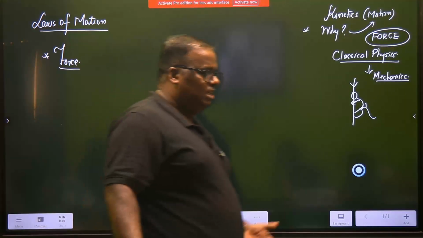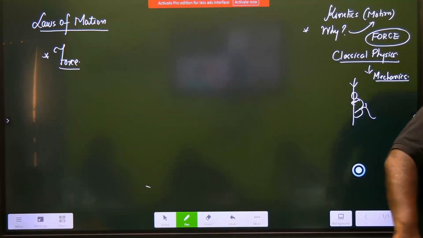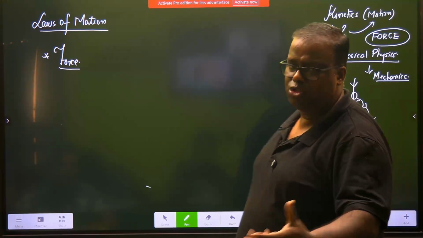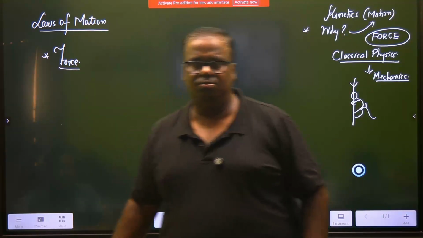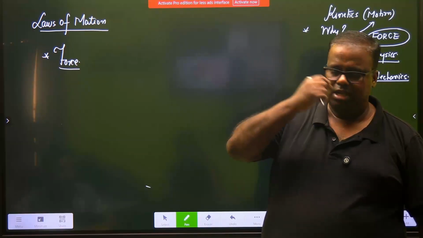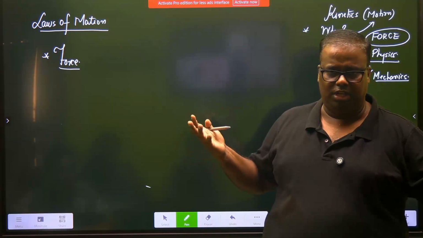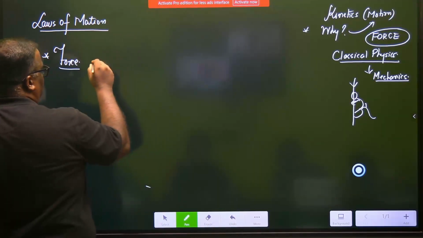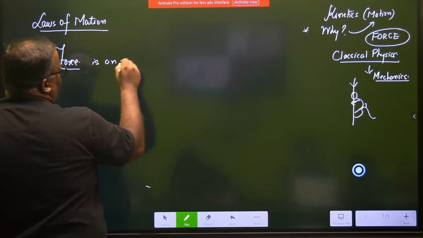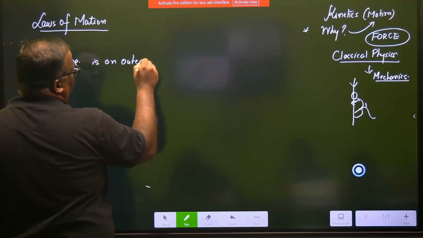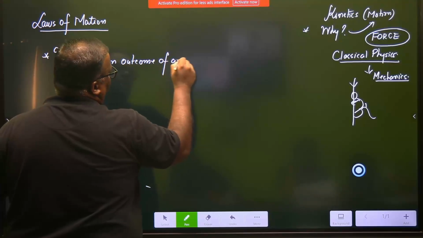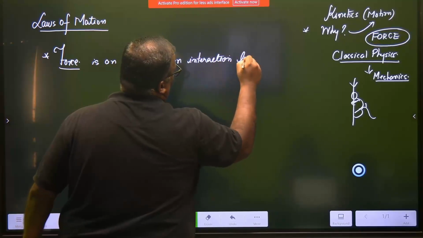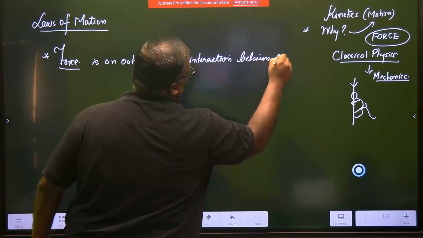A force is an influence which acts on a body. Force is an influence. Like in plain language, how do we define it? We say the push or pull. The push or pull that acts on a body is called the force. So in a better sense, we say it's an influence on a body, and it happens due to interaction of two bodies. There has to be. Force is an outcome of an interaction between two bodies.